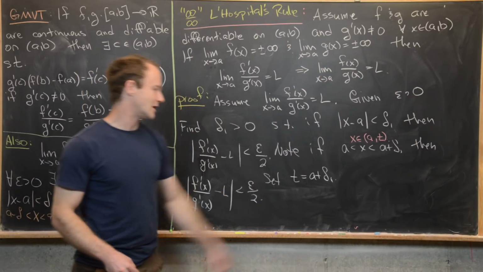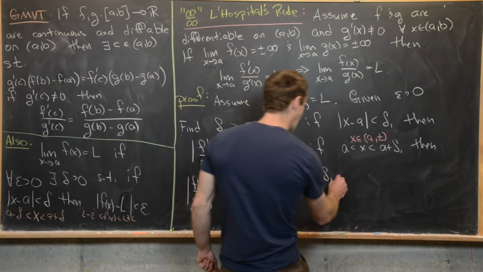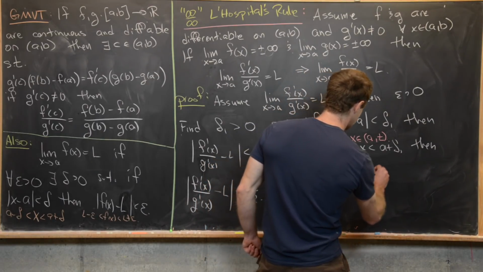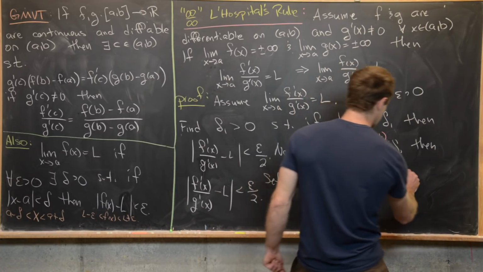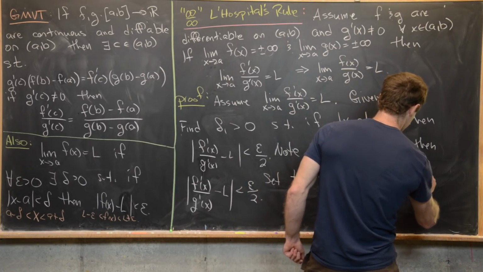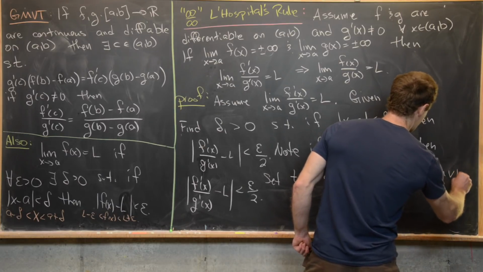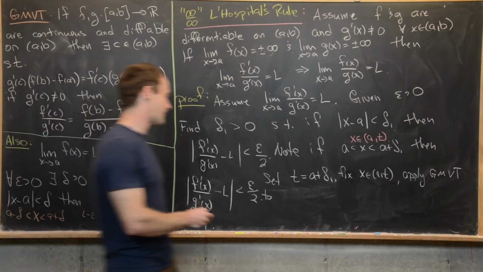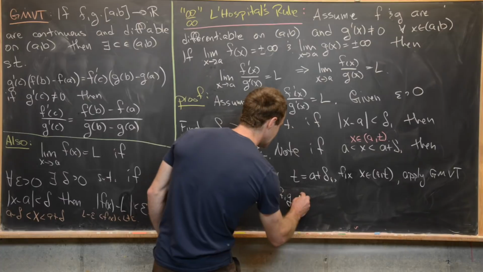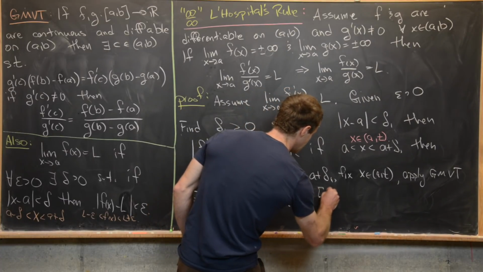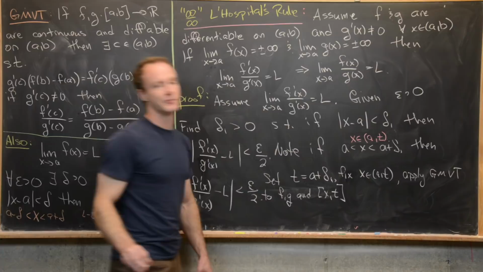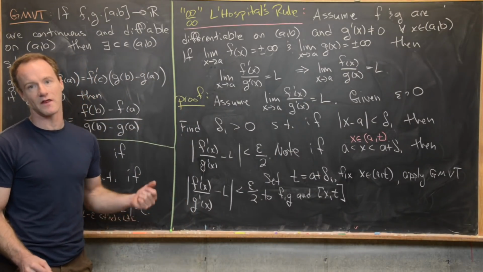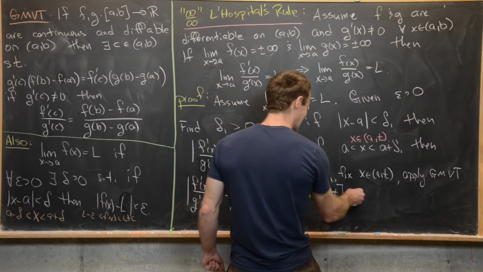So let's exactly do that. So we're going to set t equal to a plus delta 1, and then we're going to fix x on the interval a to t, and then apply the generalized mean value theorem to the functions f, g, and the interval x comma t, where those are both closed. So now we have f and g are both continuous on that closed interval.